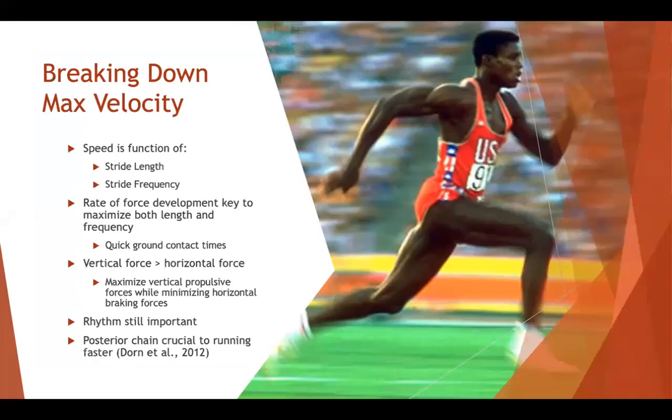So breaking down max velocity, it is dependent on stride length and stride frequency. Good stride length and frequency will result in faster speeds. Force development, specifically the rate of force development, is key to maximizing both these components. First, greater force applied to the ground will cause a greater displacement of the athlete's body during the mid-swing phase, causing greater stride length.